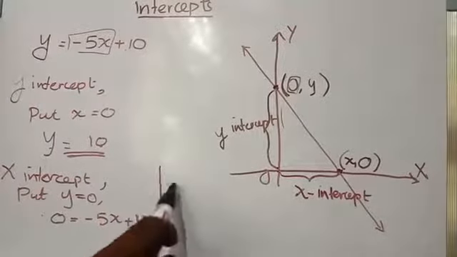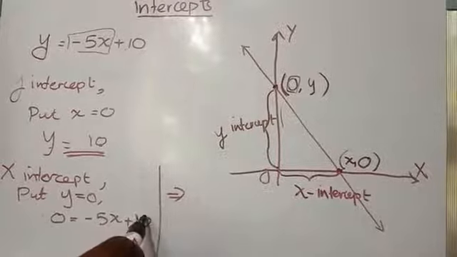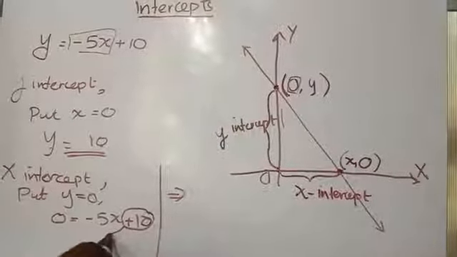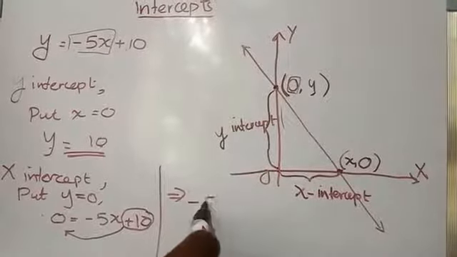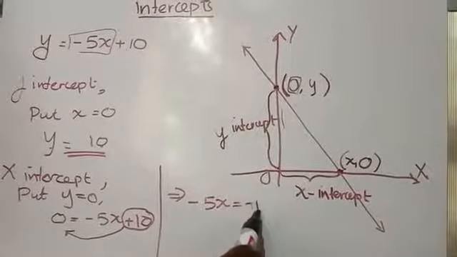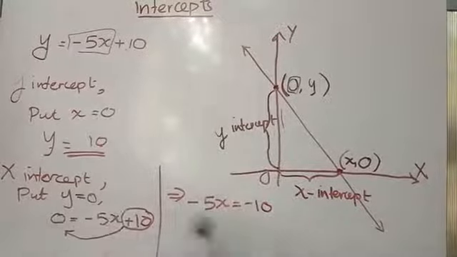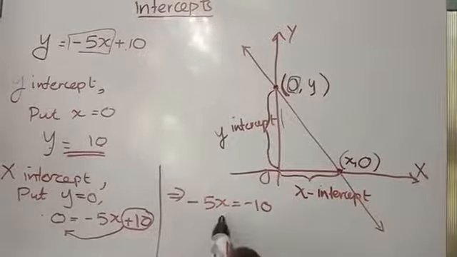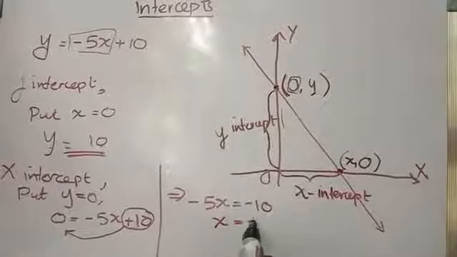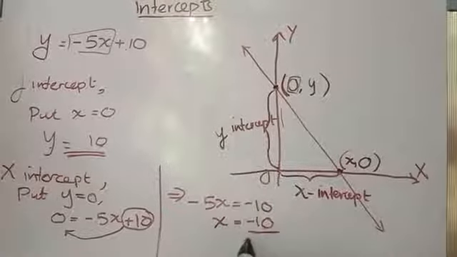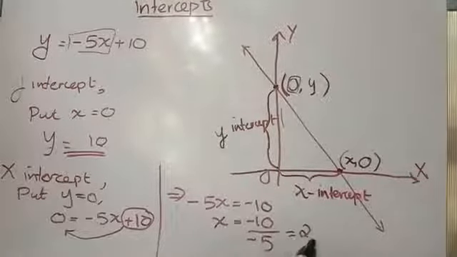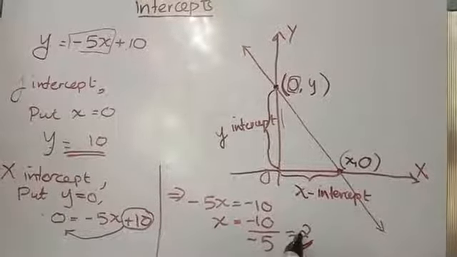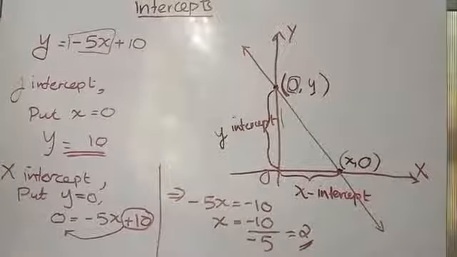That implies when you take plus 10 to the other side, we get it as minus 10. That is minus 5x is equal to minus 10. So x is equal to minus 10 divided by minus 5. When you cancel the terms, we get the answer as 2. So x-intercept is 2 and y-intercept is 10.